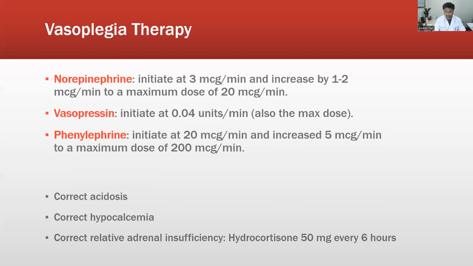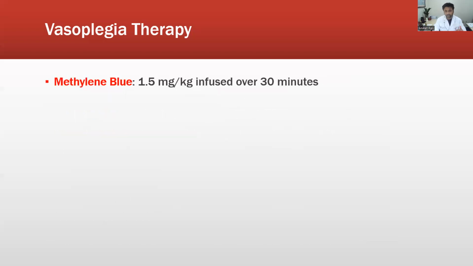When all of the above therapies fail, there are a couple of last-ditch efforts that you can make to salvage the situation. One such medication is methylene blue. It is a medication that helps with vasoplegia because it binds to nitric oxide and causes the blood vessels to constrict. It is not something that you titrate. It is something that you give as a one-time dose. Generally, you give 1.5 milligrams per kilogram that is infused over 30 minutes.